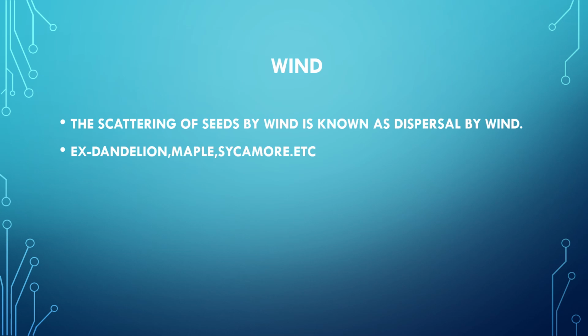Some plants have very light seeds. The seeds are so light that they can be blown away by wind from one place to another. Dandelion seeds are very airy and float easily in the wind. Maple and sycamore are two more plants like dandelion. So these are the plants which are dispersed by wind, which are very light and blown away by the wind.